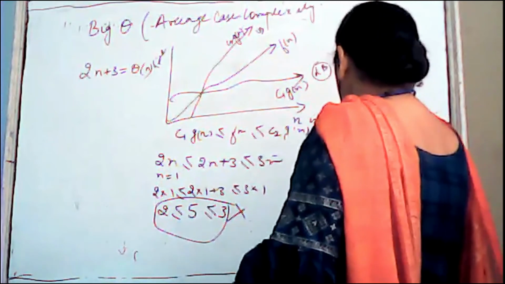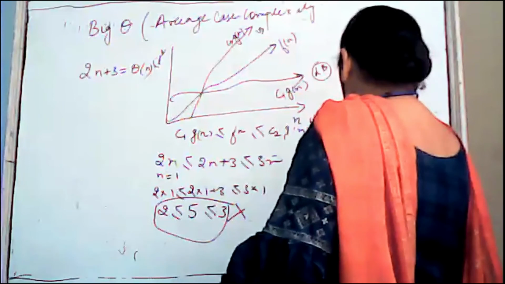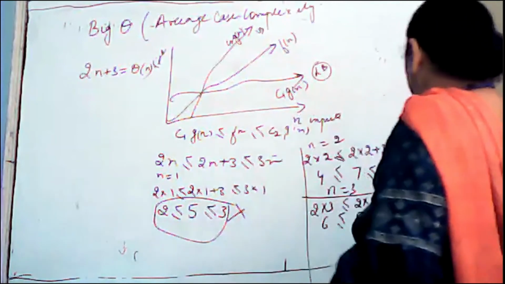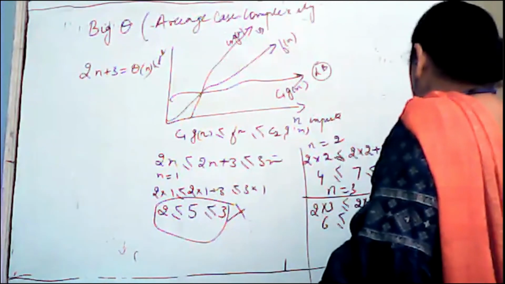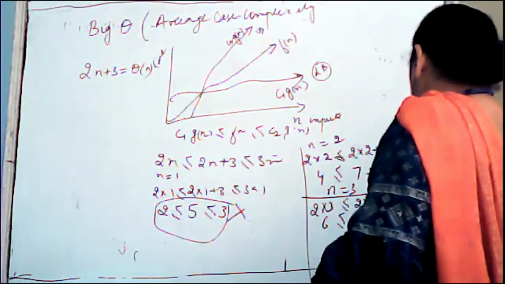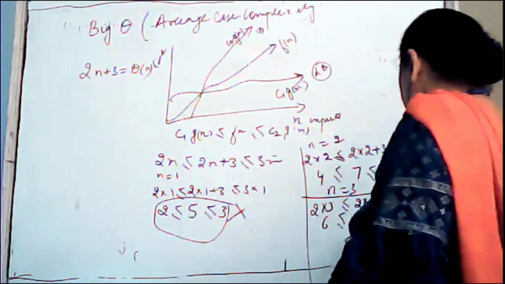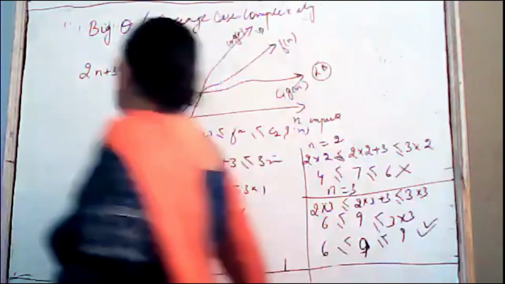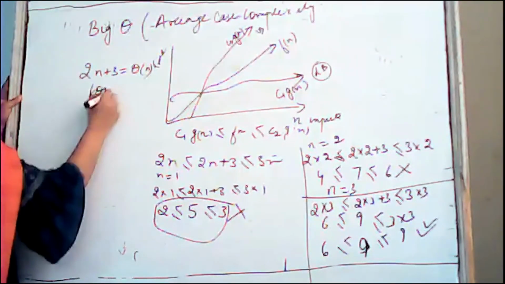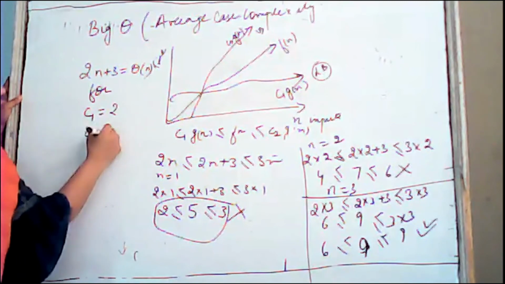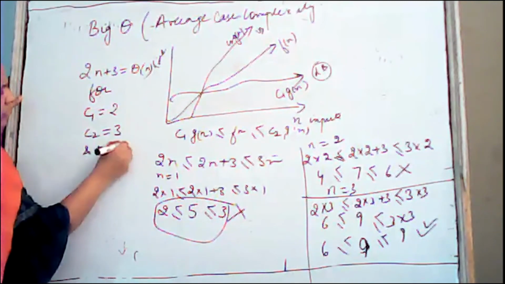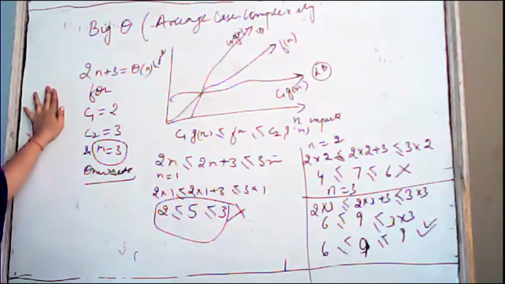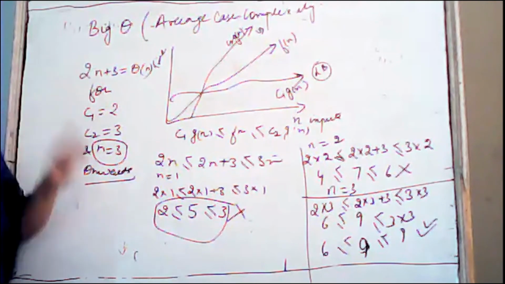Now let's come to n is equal to 3. 2 into 3 is 6, which is less than 6 plus 3, that is 9. Then you'll write 3 into 3, which is 9. So this relation is okay, and it is theta of n for C1 is equal to 2, C2 is equal to 3, and n is equal to 3 onwards. This is how you will find the big theta of the equation 2n plus 3.